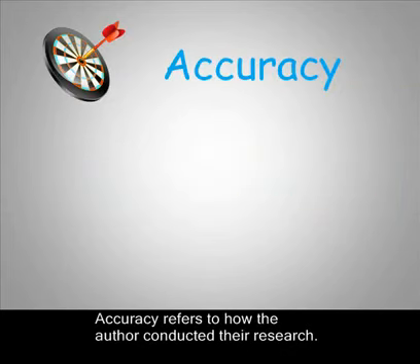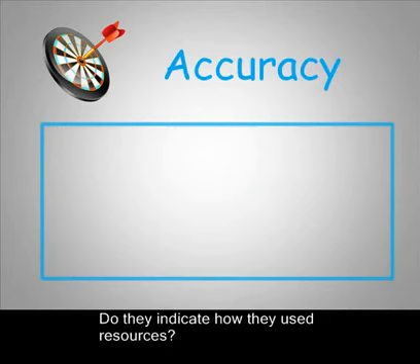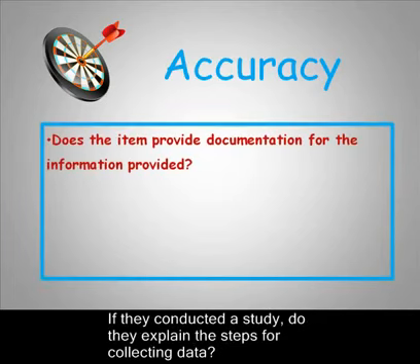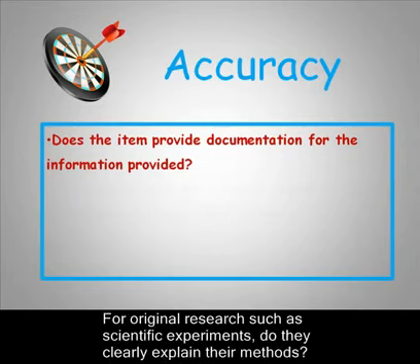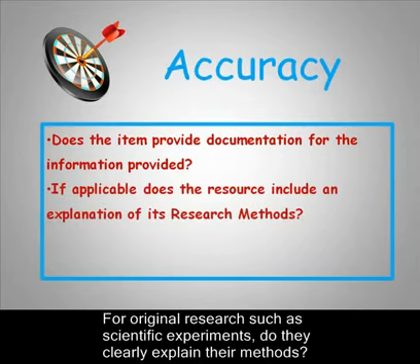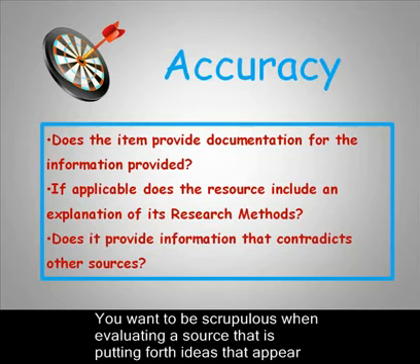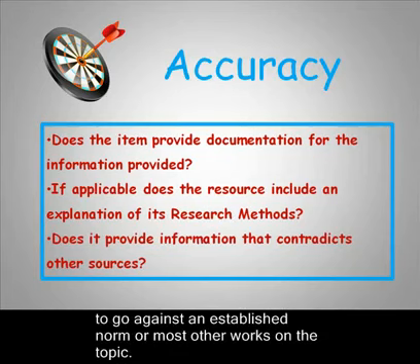Accuracy refers to how the author conducted their research. Do they indicate how they used resources? If they conducted a study, do they explain the steps for collecting data? For original research, such as scientific experiments, do they clearly explain their methods? Also, does the information contradict other resources on the same topic? You want to be scrupulous when evaluating a source that is putting forth ideas that appear to go against an established norm, or most other works on the topic.